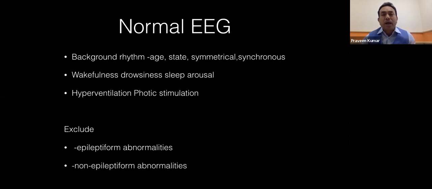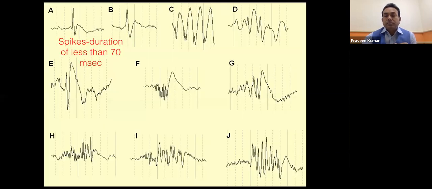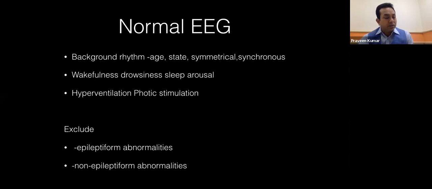So for a normal EEG, for the background rhythm, you have to talk about the age, the state, sleep, awake. This is symmetrical on both sides, synchronous on both sides. Wakefulness, sleep, arousal. Normally in children, it becomes difficult to pick up the arousal part and sometimes the drowsiness part also. And then hyperventilation and photic stimulation. So this is about the normal EEG. I think we're just within time. And then we'll have the second part as an abnormal EEG.